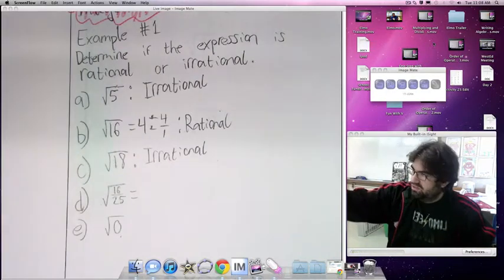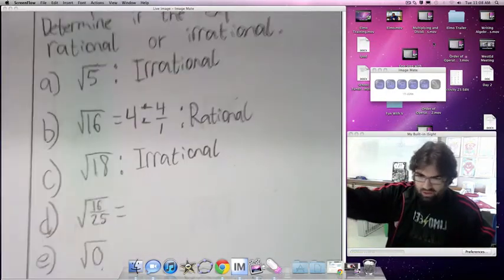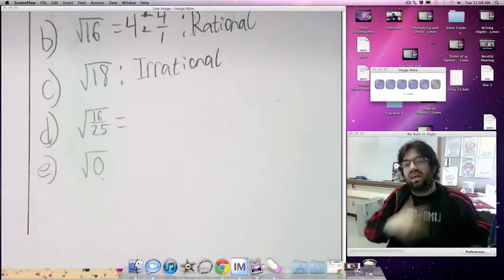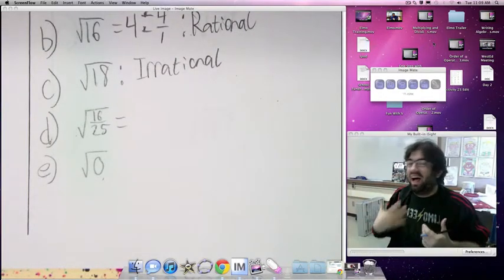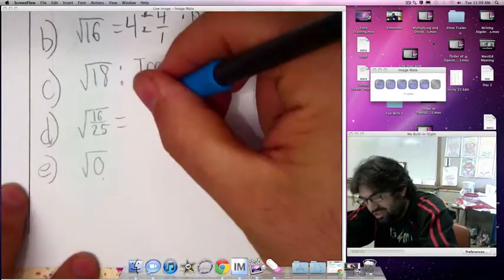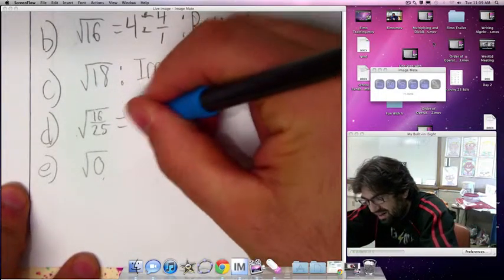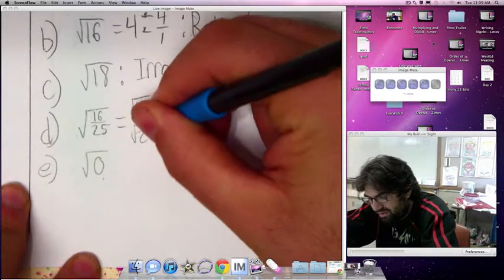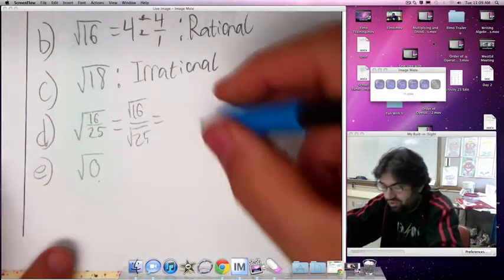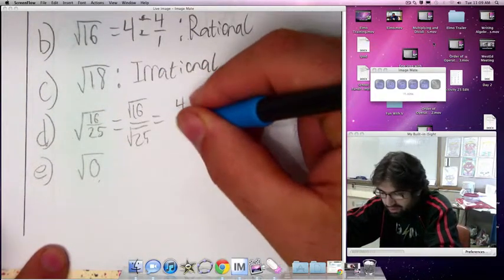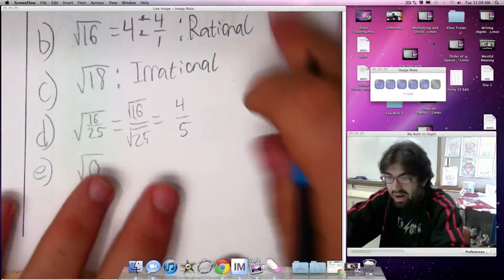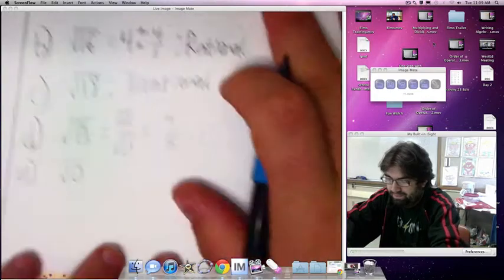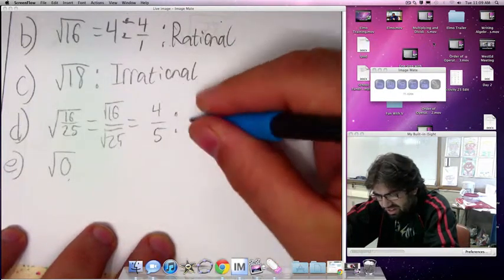I did say this briefly in one video, so if you're catching it, great. When I'm multiplying, I can square root two factors separately. I can do the same thing when I divide. This is equal to the square root of 16 divided by the square root of 25. Square root of 16 is 4. Square root of 25 is 5. That's a fraction. It's rational. So that's a little tricky.